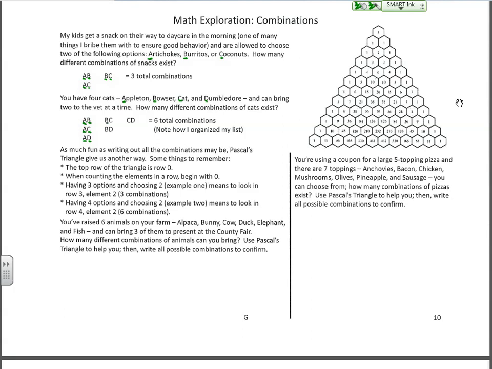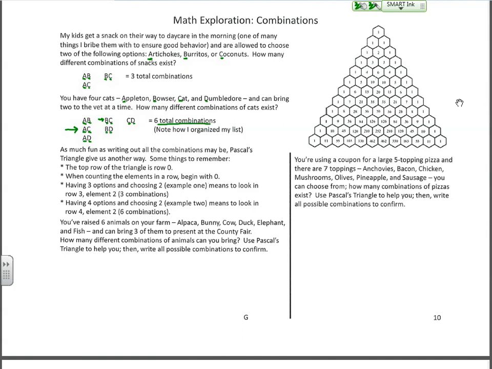If you start with Bowser, we already have the Bowser-Appleton combo, so we don't write that a second time, but we don't have Bowser and Cat, or Bowser and Dumbledore. When we start with Cat, we already have Cat and Appleton, right? The CA is the same as the AC here, so we don't write that down. We have CB. You can't bring CC because it's the same Cat. So the only combo for column C here is Cat and Dumbledore. We don't have a column D because every combination involving Dumbledore has already been written down in a previous column. So there are a total of 6 combinations here.